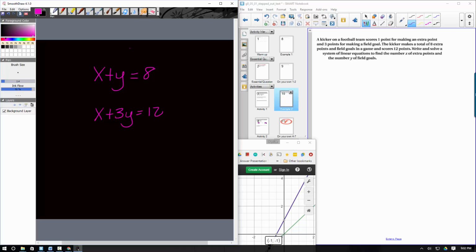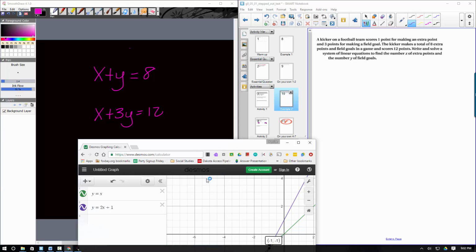So first of all, I kick regular kicks after the touchdown and 3-pointers or field goals. And altogether I make 8 different kicks of all kind. That's what it's saying. But then I have to figure out this one, which is I have my 1 point after or my field goals. And altogether, when I do that, I get 12. So this is my system of equations that I have set up. So I'm going to graph these 2 things.